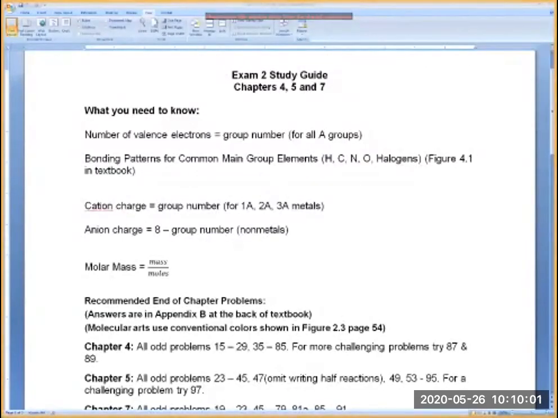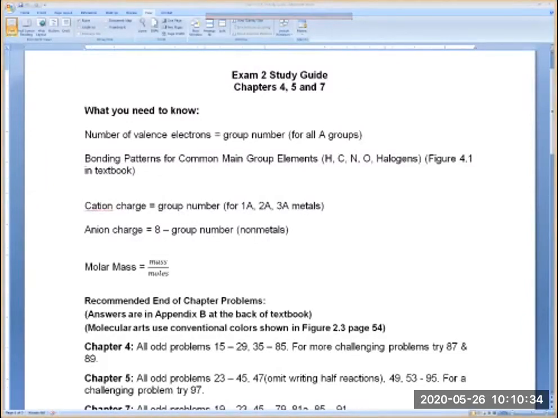Okay, so this video will go over the exam 2 study guide. Exam 2 is on chapters 4, 5, and 7. The study guide is available on Canvas under the exam module. You need to look for the exam module. I think that module is just below the chapter 7 module. And you will find there, under the heading Exam 2, the study guide for exam 2.